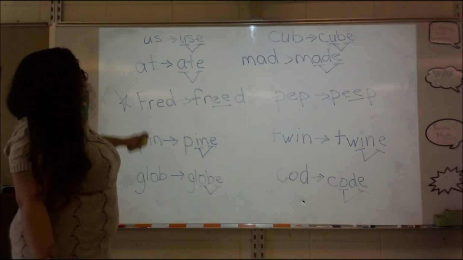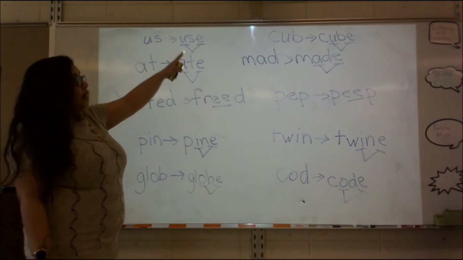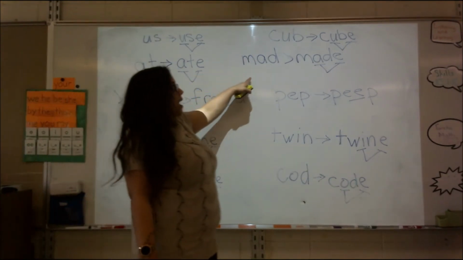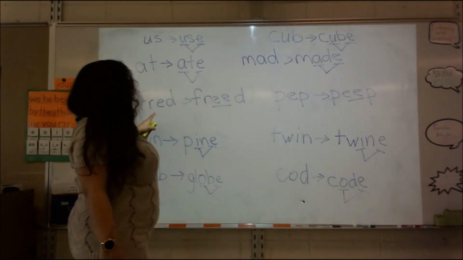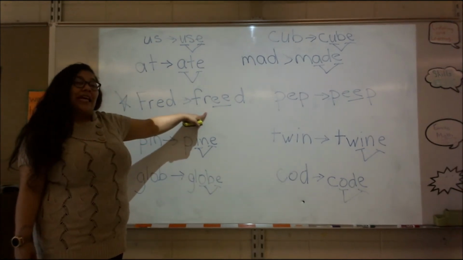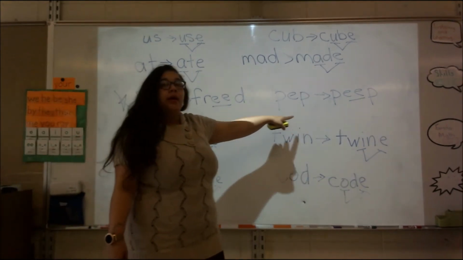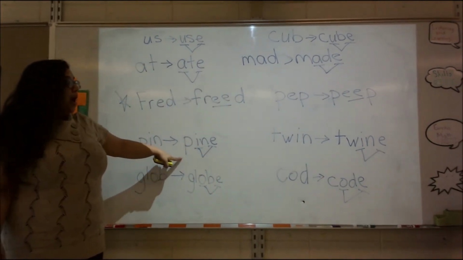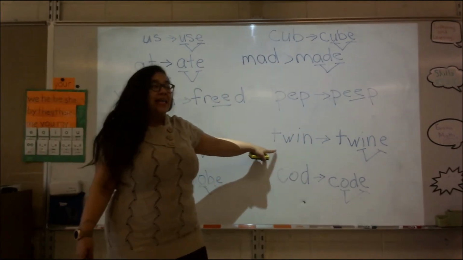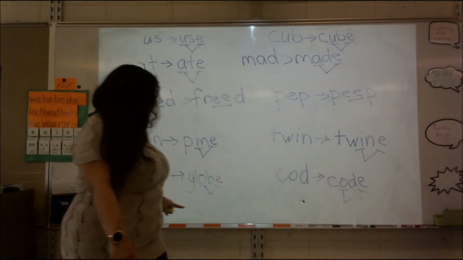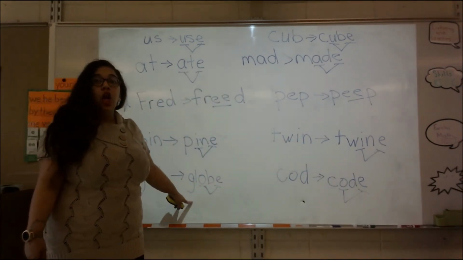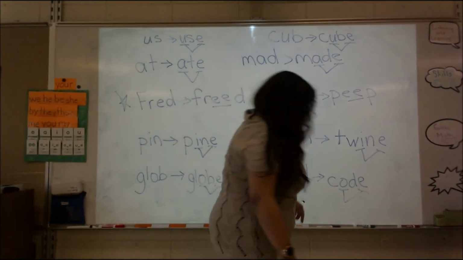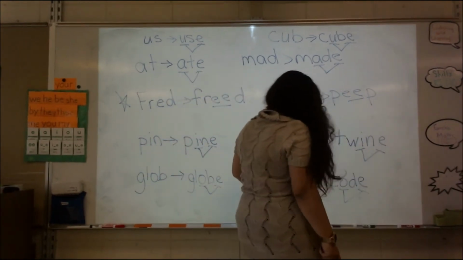All right, so like we said, us to use, cub to cube. Mad, maid. Fred, freed. Pep, peep. Pen, pine. Twin, twine. Blob, globe. Cod, code. There we go, cod, code. Yeah, good job.